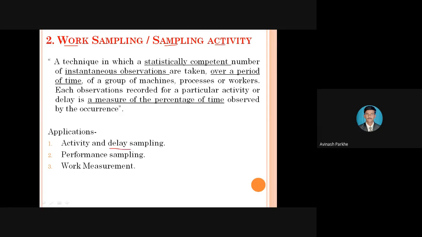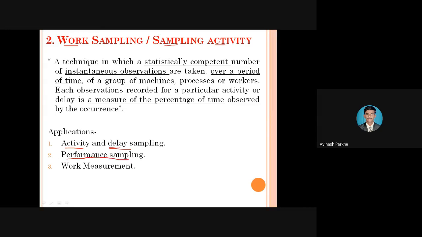And delay sampling: whenever operators are performing a number of operations, due to some unavoidable activities, maybe the breakage of the tool, breakage of the oil, finishing of the oil, finishing of the coolant, like that many unavoidable activities are generated. At that time the delay takes place in that particular operation. How much delay is taking place is also observed by the supervisor. Therefore, whatever activities we are performing, and whatever delays are obtained during those activities, that is also calculated by using work sampling.